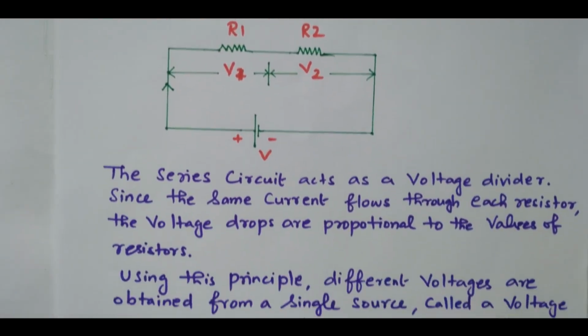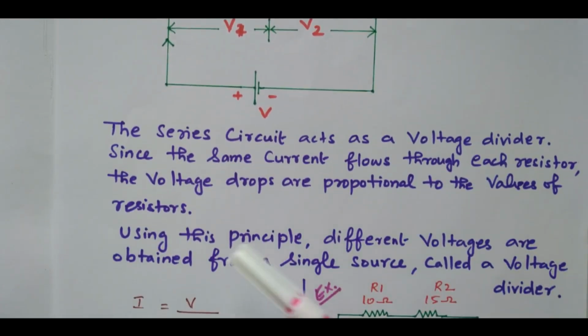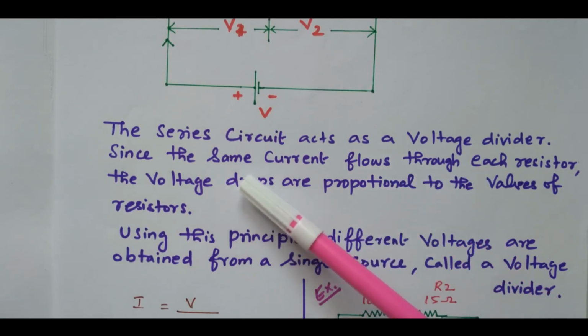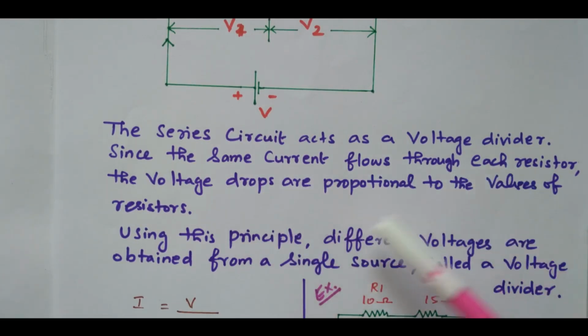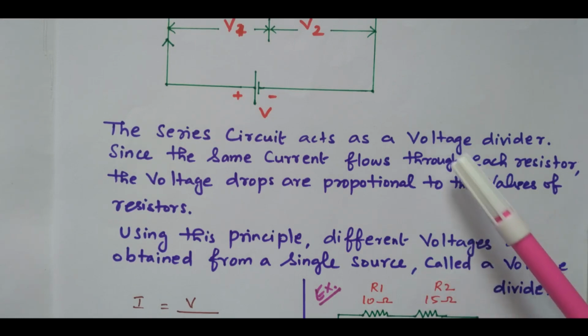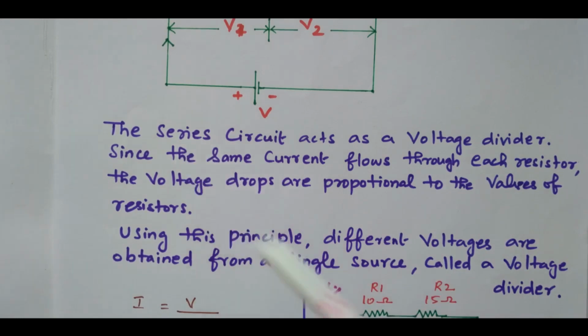Now we'll see the description. A series circuit acts as a voltage divider. Since the same current is flowing through each resistor, the voltage drops are proportional to the value of the resistor. So the same current is flowing, but the voltage drop depends upon the value of the resistor. In a series circuit the current is the same and the voltage is dropped across each resistor, so it is termed a voltage divider.